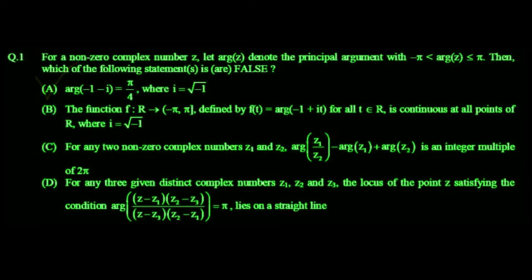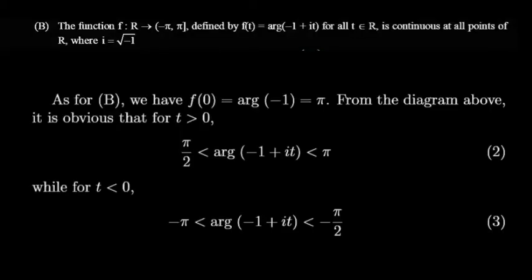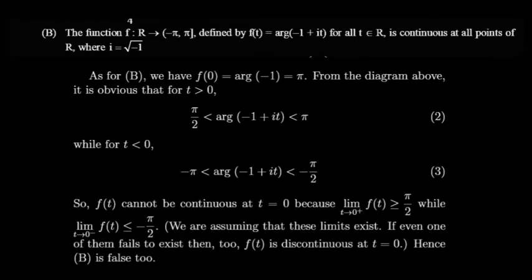As for B, we have f(0) equals argument of -1 equals pi. Now from the diagram above, it is obvious that for t greater than 0, argument of -1 plus iota t lies between pi by 2 and pi, while for t less than 0, argument of -1 plus iota t lies between -pi and -pi by 2. So f(t) cannot be continuous at t equals 0 because limit t tends to 0 plus f(t) is greater than or equal to pi by 2 while limit t tends to 0 minus f(t) is less than or equal to minus pi by 2.